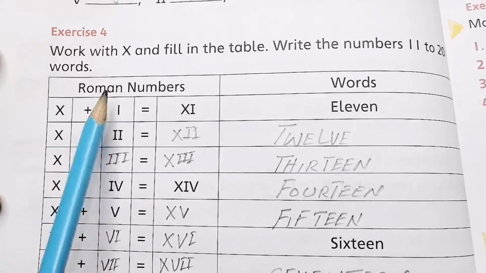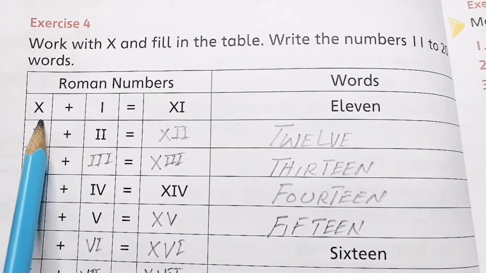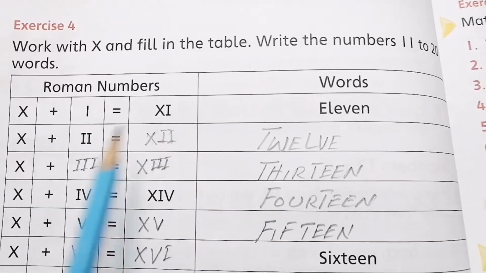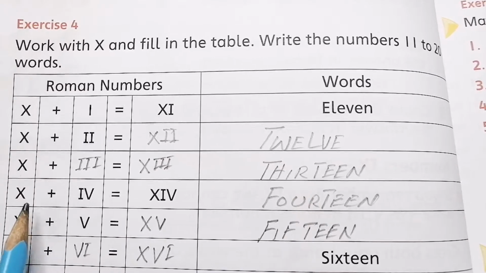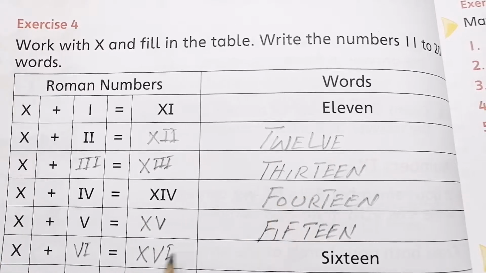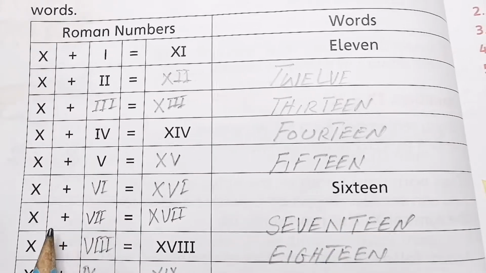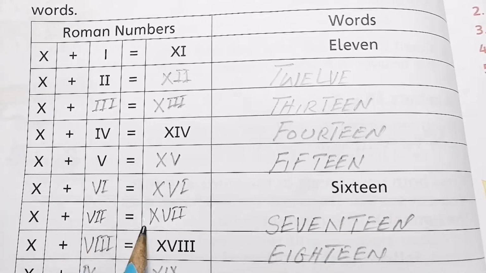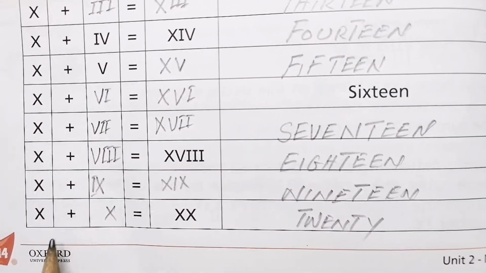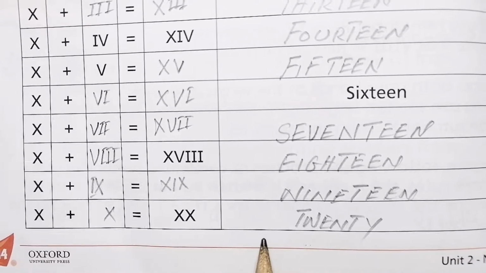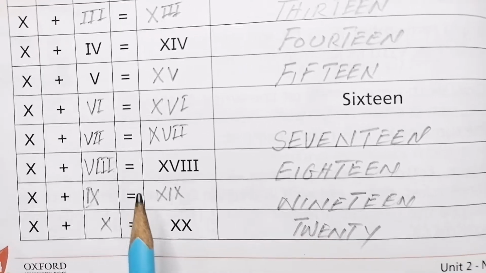Work with x and fill the table. Here a table is given, so we have to see: x plus 1 is equal to 11, x plus 2 is equal to 12, x plus 3 is equal to 13, x plus 4 is equal to 14, x plus 5 is equal to 15, x plus 6 is equal to 16, x plus 7 is equal to 17, x plus 8 is equal to 18, x plus 9 is equal to 19, and x plus x is equal to 20. So you have to remember this and try to learn it.